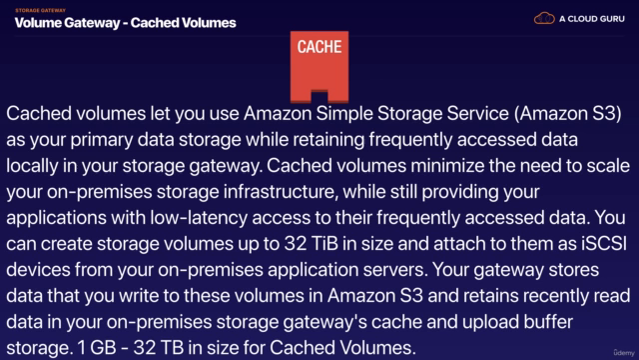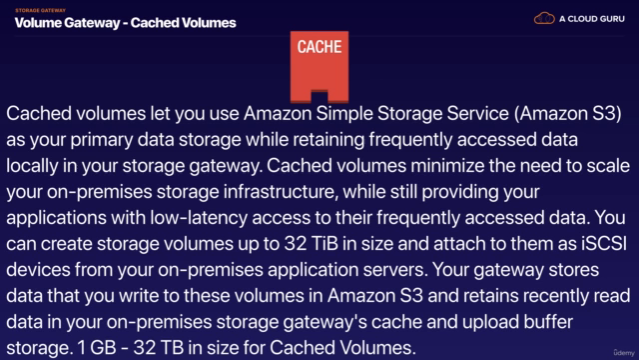Cache volumes is slightly different, so you do have to remember the differences between them. Cache volumes doesn't keep the entire data set locally. It only keeps the most frequently used data in your storage gateway. So cache volumes minimizes the need to scale your on-premise storage infrastructure while still providing your applications with low latency access to their frequently accessed data. You can create storage volumes of up to 32 terabytes in size and attach them as iSCSI devices from your on-premise application servers. Your gateway stores the data that you write to these volumes in S3, just like the last one, and it retains recently read data in your on-premise storage gateway's cache and upload buffer storage.